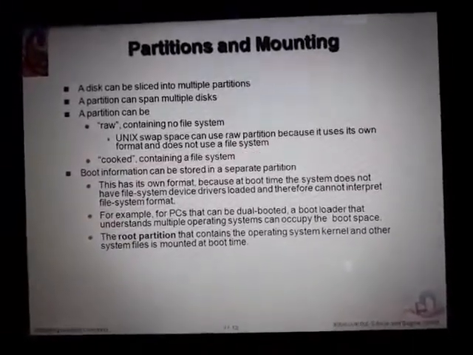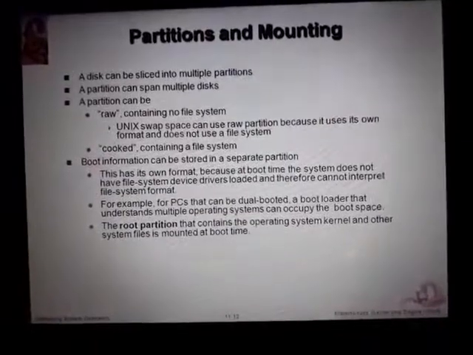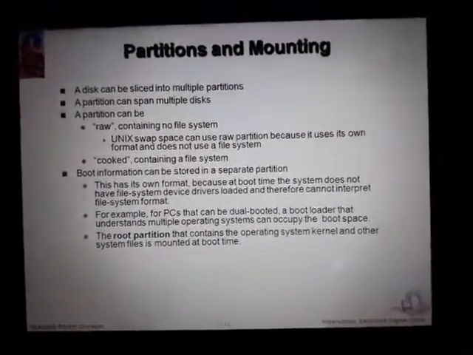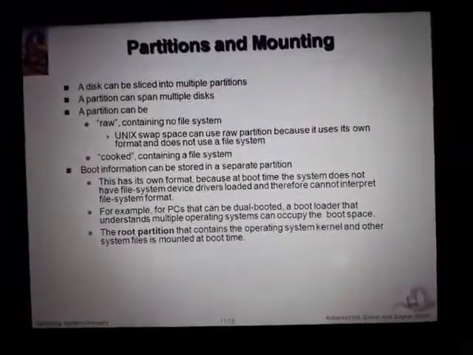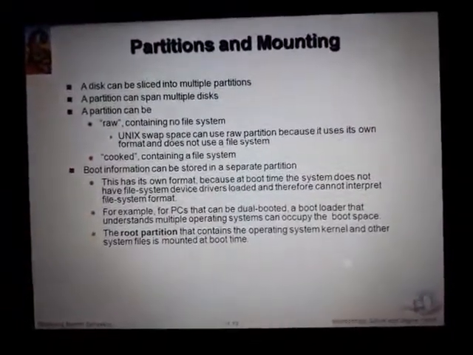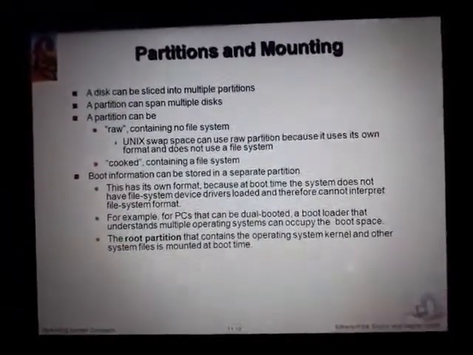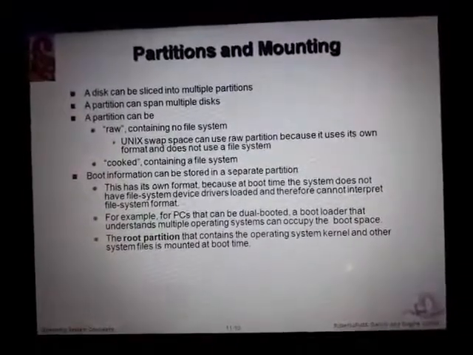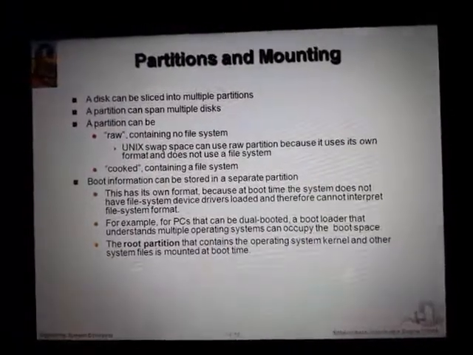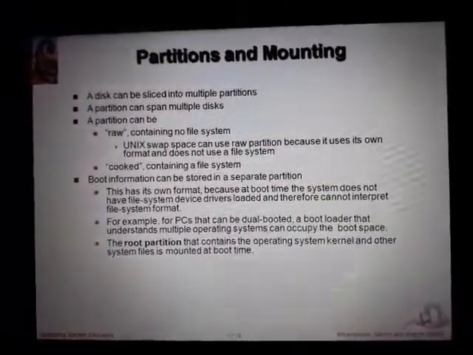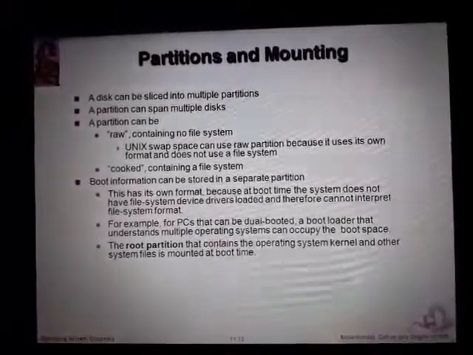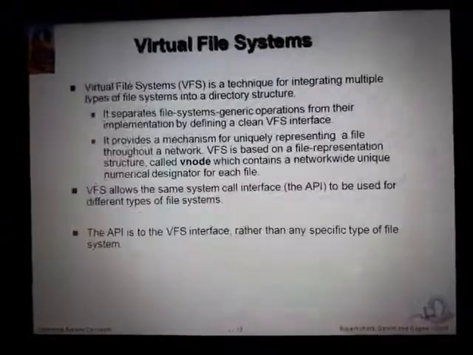time. So whenever you want to store boot information, it can be stored in a separate partition. This has its own format because at boot time the system does not have the file system device drivers loaded, so it cannot interpret the file system format. So one example, if there are multiple operating systems, then a bootloader that can understand multiple operating systems can occupy the boot space. Root partition contains the operating system kernel and the system files, which is mounted together at boot time.